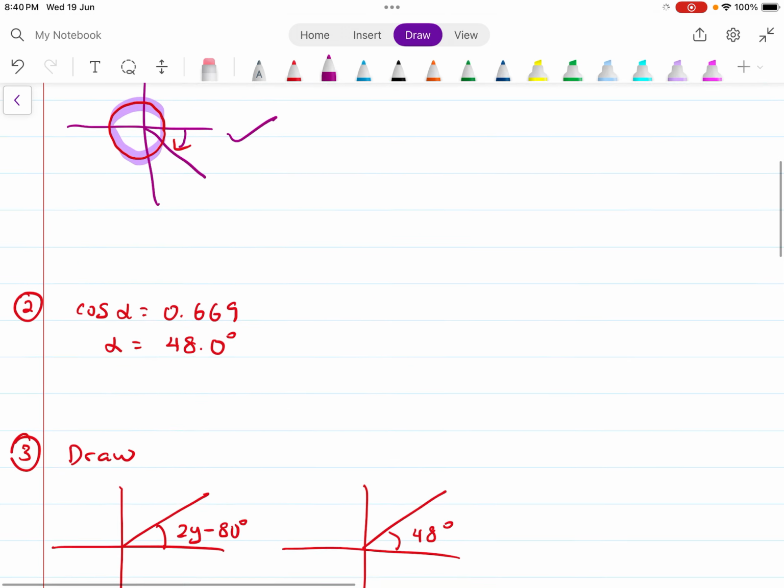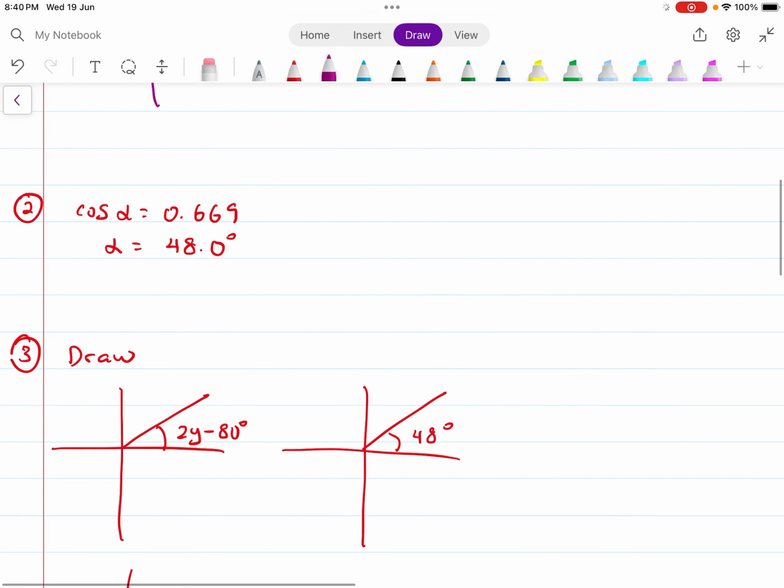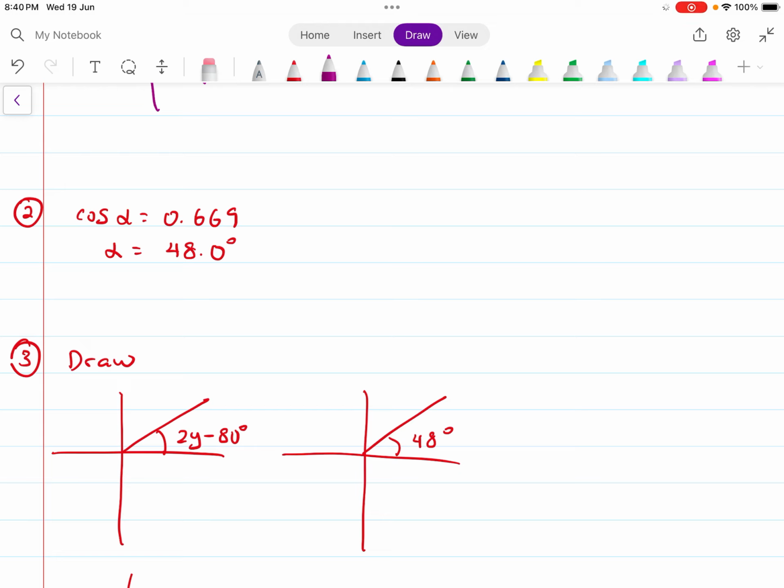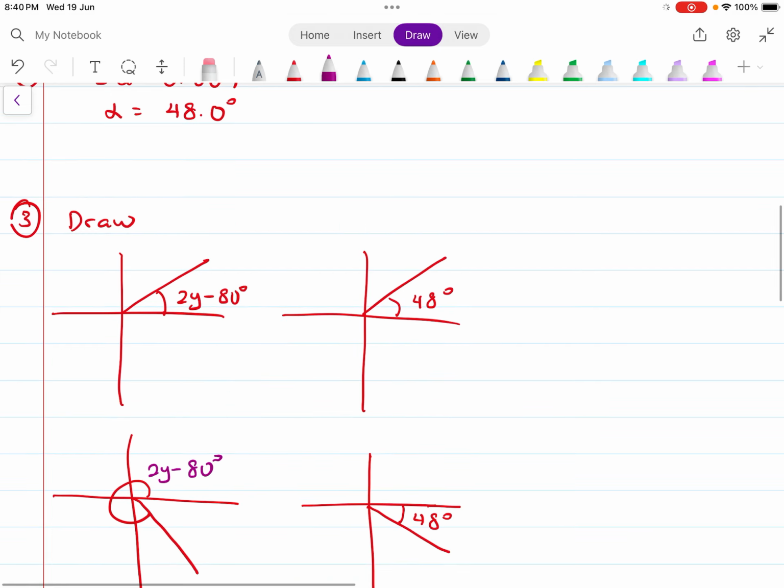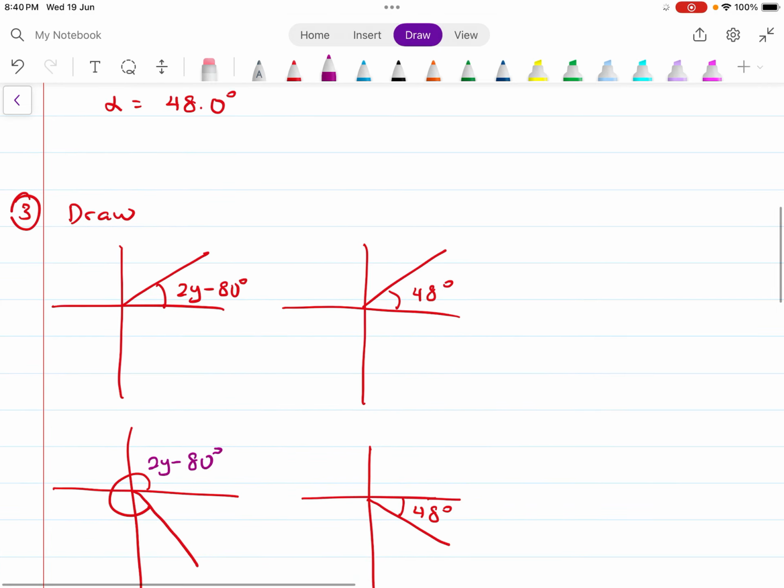Okay, so the second step is to determine your basic angle, which is the simplest thing to determine. For example, cosine alpha: you just replace whatever you see there, 2y minus 80, with alpha, which is equal to 0.669. Then you take cosine inverse and you will get 48.0 degrees. So that will be the basic angle. Okay, third step, we draw. Let's talk about the positive one first. The very first quadrant that we are interested in is the first quadrant, because we want the positive. So first you draw the angle 2y minus 80, with the basic angle 48.